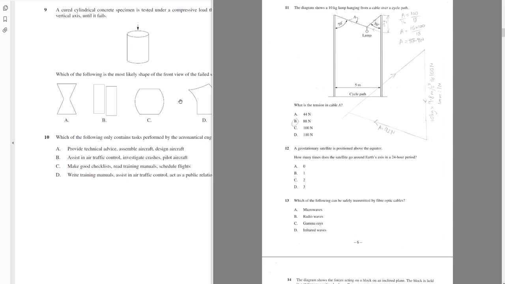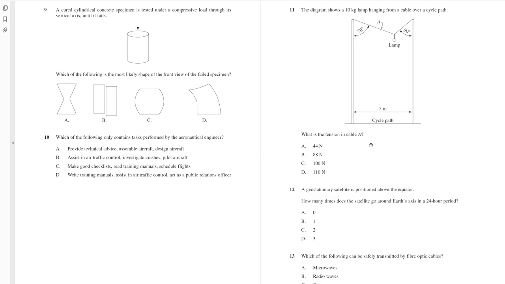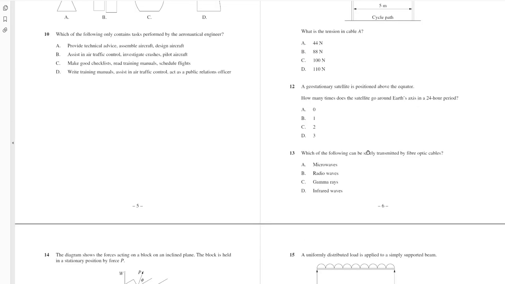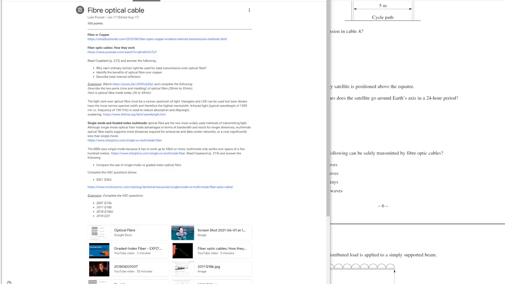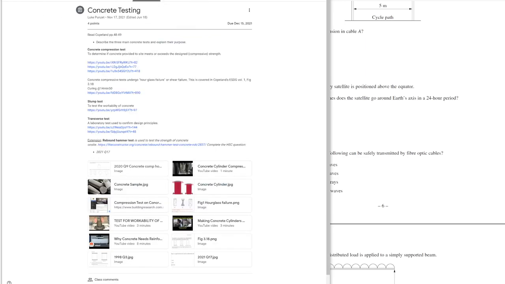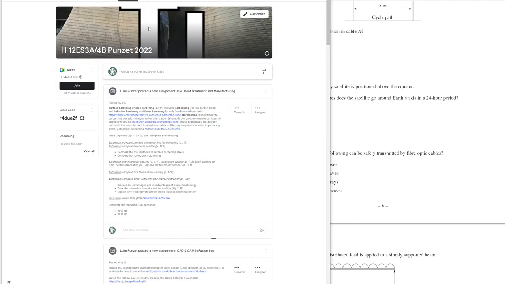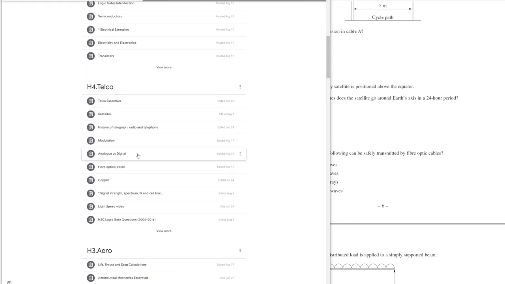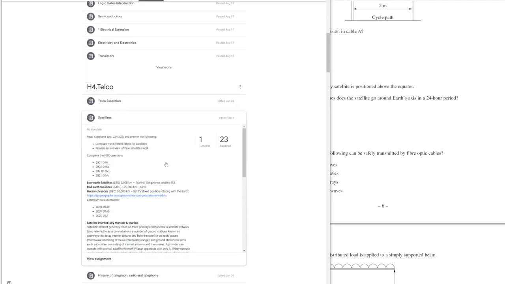Okay, so we're now onto satellites. Now, I think this is a relatively tough question. So I think I have something about satellites. I may have closed it. We'll go to concrete because we don't need that anymore. And telco and satellites, and we have geosynchronous satellites.